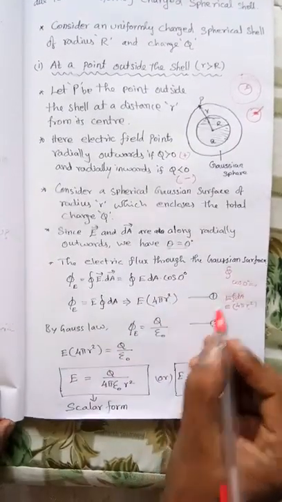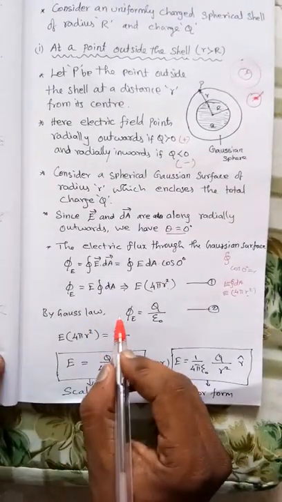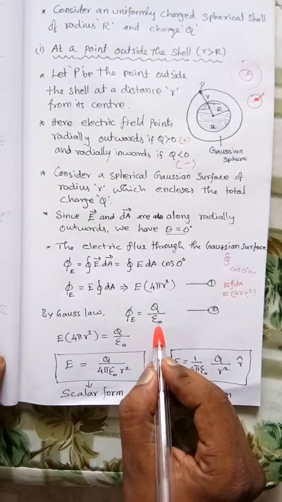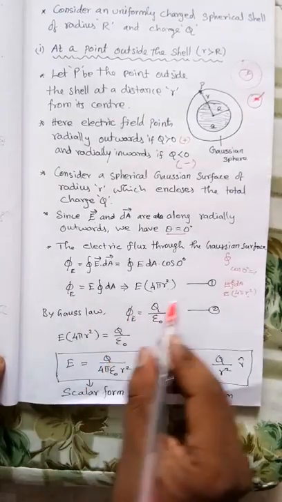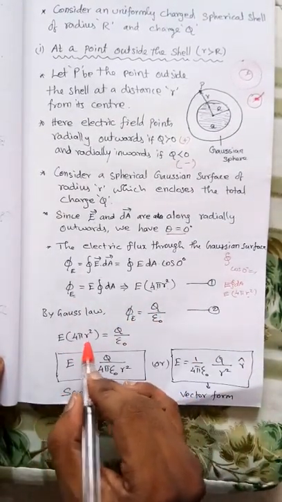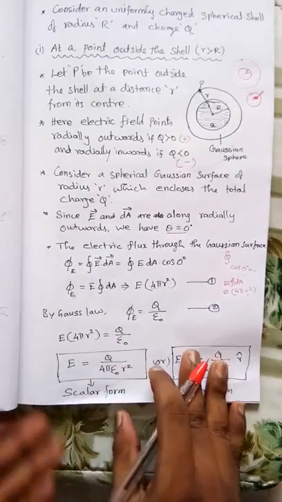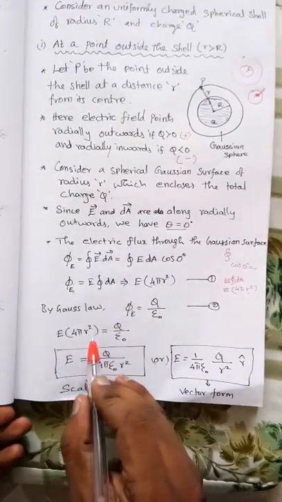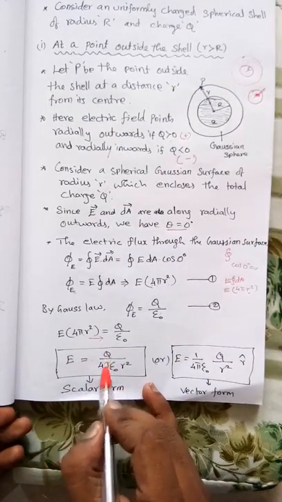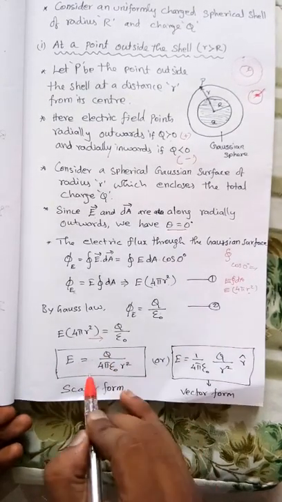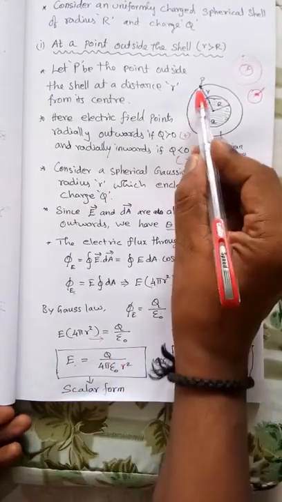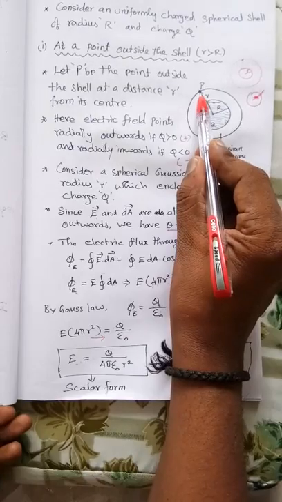Take this as equation number 1. Already you know the formula from Gauss law: phi equals Q by epsilon naught. Comparing these two equations, left side equals left side and right side equals right side, so E times 4 pi r squared equals Q by epsilon naught. Cross multiplying, E equals Q by 4 pi epsilon naught r squared, which is nothing but the electric field formula. This is the amount of electric field at the point P.